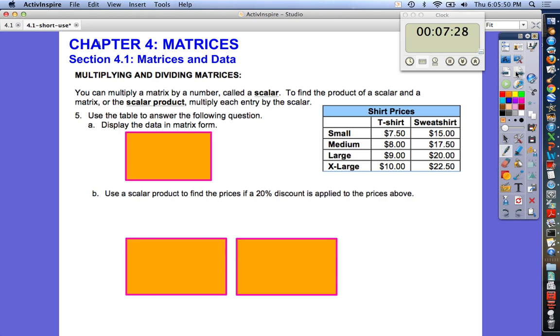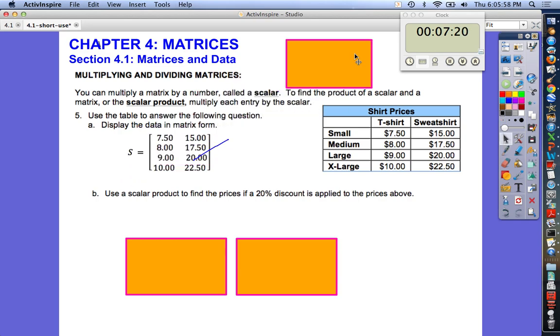So when we look at this, we're looking at shirt prices for t-shirts and sweatshirts. And if we want to display that in matrix form, we would look at it like this. And I called it S for shirts, since we're looking at different shirt prices. And we have this example where we want to use a scalar product to find the prices of our t-shirts and sweatshirts if there's a 20% discount applied.